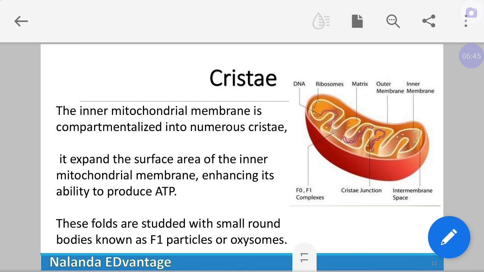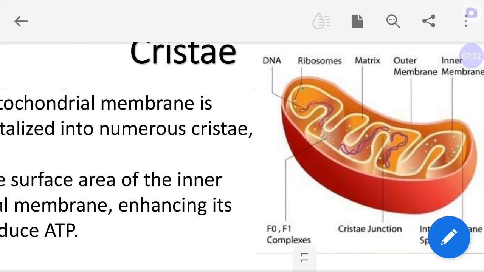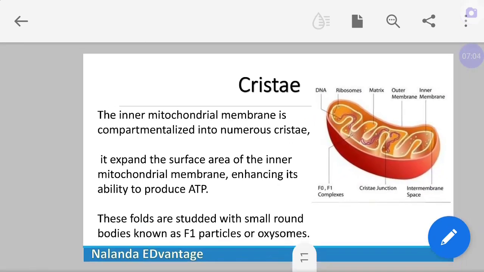Now let's talk about the cristae structure, which is the inner membrane folded for increasing the surface area of the chemical reactions. It expands the surface area, right? It enhances its ability to produce more ATP. These folds are studded with small round bodies, also known as F1 particles or oxysomes, as you can see here. They consist of F0 and F1 complexes.